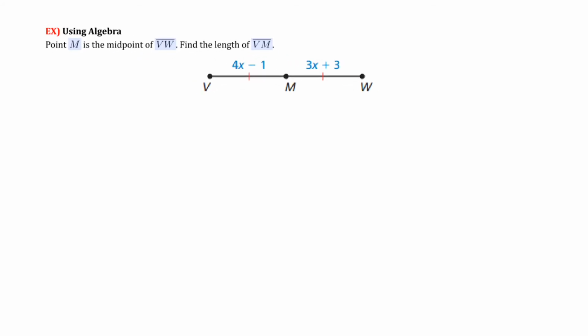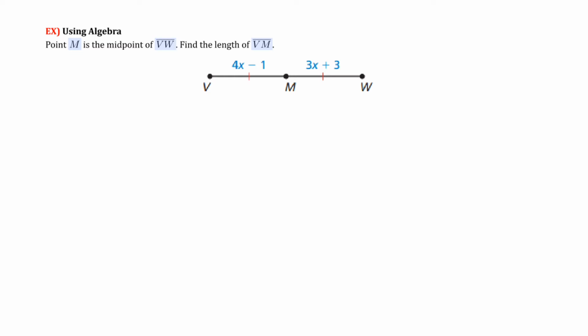All right, now this problem is just a little bit different. Let's go ahead and read it first. So point M is the midpoint of segment VW. They want us to find the length of segment VM. So in this particular case, our picture is already given to us. M is the midpoint, and so VM is congruent to MW.